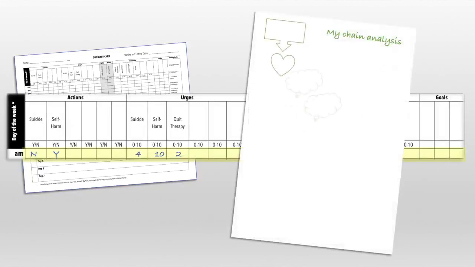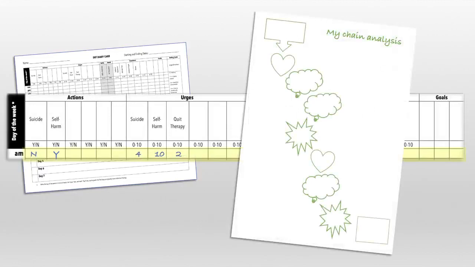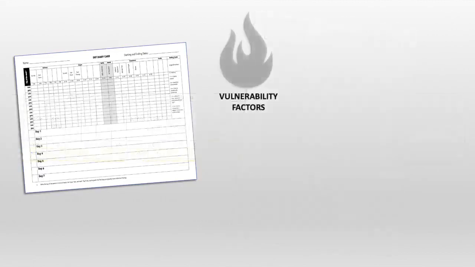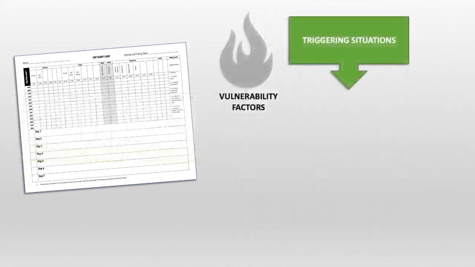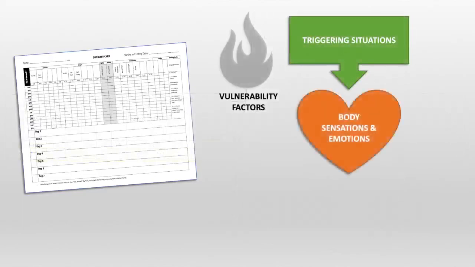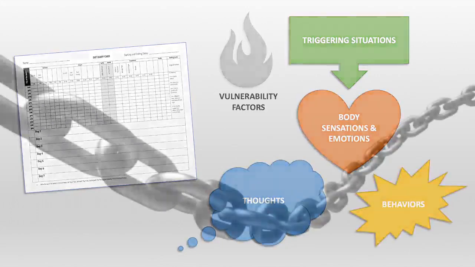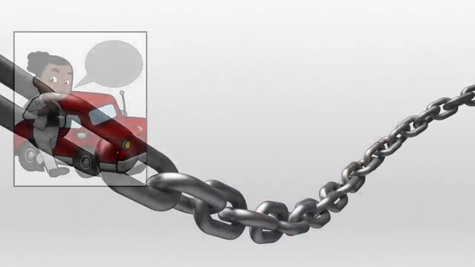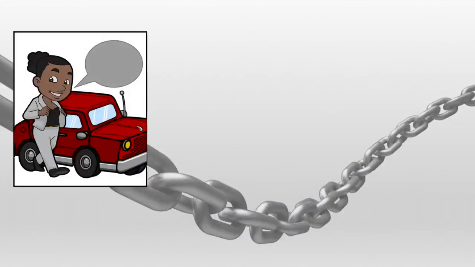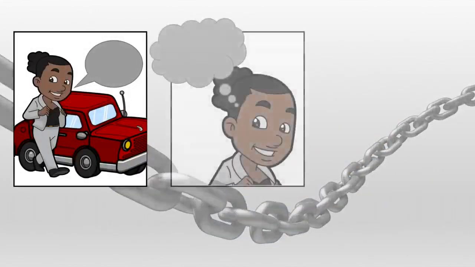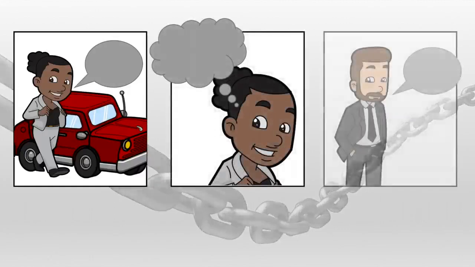Chain analysis breaks down the events in one of these moments like the frames in a comic strip so that you can pay attention to pre-existing vulnerabilities, triggering situations, body sensations and emotions, thoughts, and behaviors. These 5 elements make up each link in the chain, like frames in the comic strip, leading from the start of the event to its conclusion and possible repercussions.